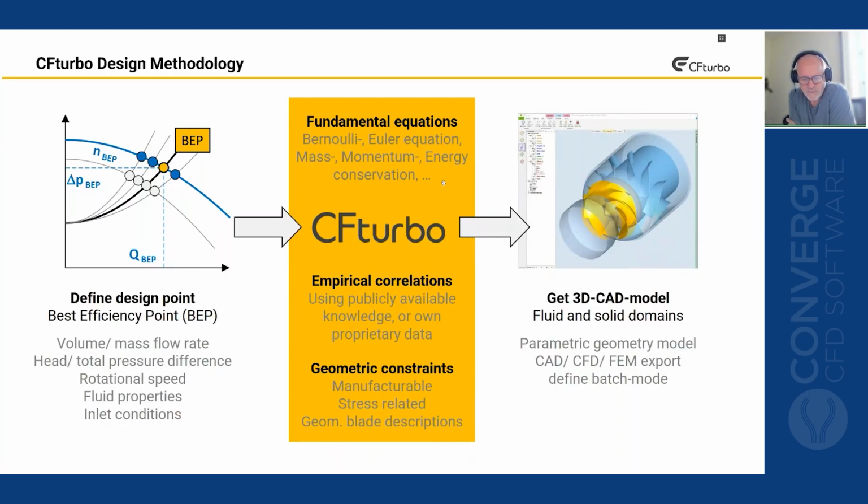So, and then of course, there are a lot of geometry modeling capabilities in CFturbo to design all the different parts of such a complex machine. And at the end, we have a 3D model like here on the right side on the screen for the fluid and for the solid domains. And all the geometry is parametric in all details, and therefore CFturbo is ready to be used in batch mode or within optimization workflows.